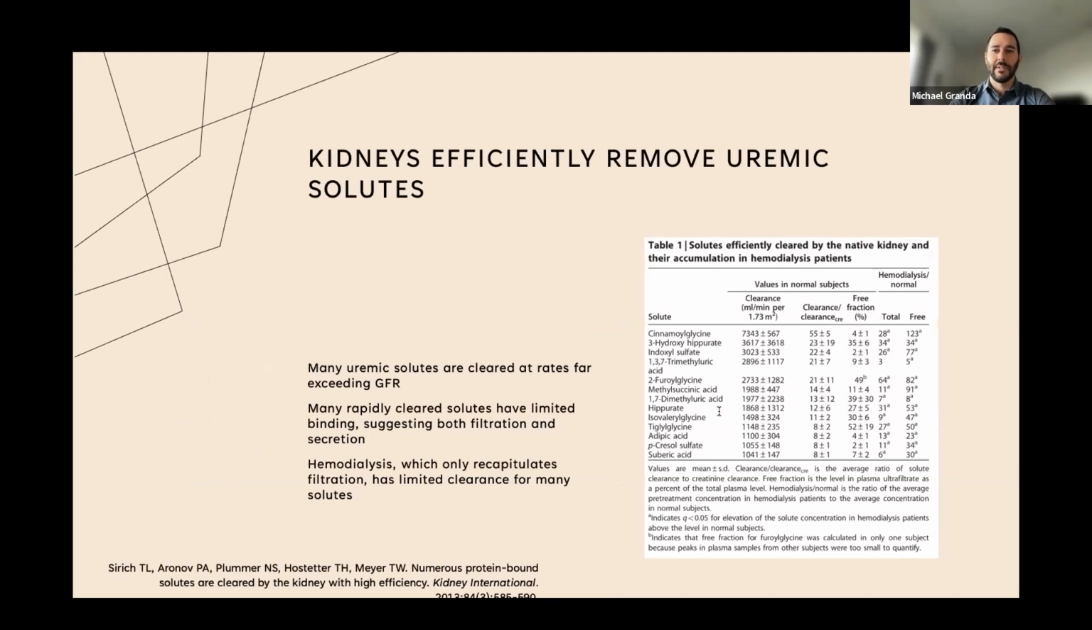Many of the uremic toxins are cleared by the kidneys at remarkably fast rates that far exceed glomerular filtration rates. In general, the solutes with the most rapid clearance have only partial protein binding, and so they can be both filtered and secreted simultaneously. Solutes with significant protein binding, on the other hand, can't be cleared by dialysis, and so these tend to accumulate over time.